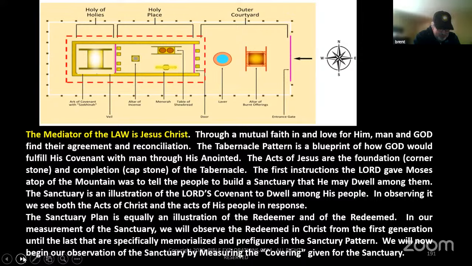In observing it, we see both the acts of Christ and the acts of His people in response. The sanctuary plan is equally an illustration of the Redeemer and of the redeemed. In our measurement of the sanctuary, we will observe the redeemed in Christ from the first generation until the last that are specifically memorialized and prefigured in the sanctuary pattern. We will now begin our observation of the sanctuary by measuring the covering given for the sanctuary.